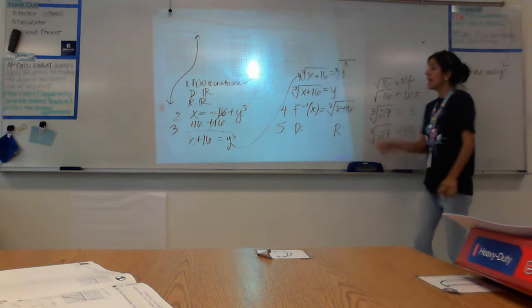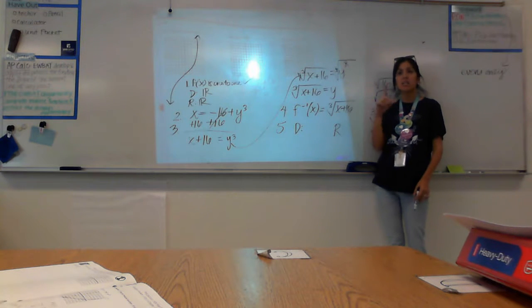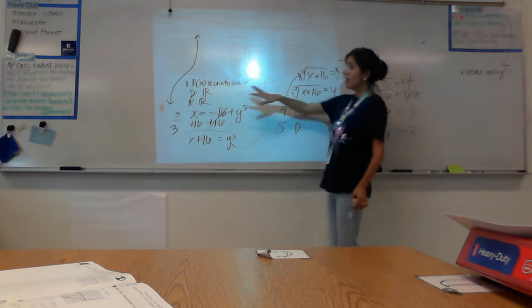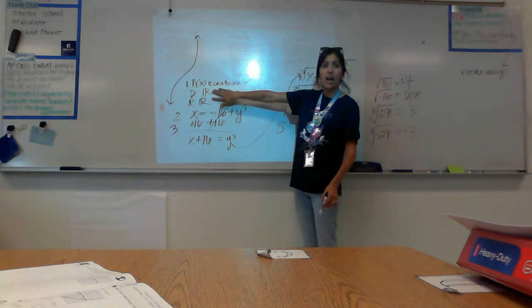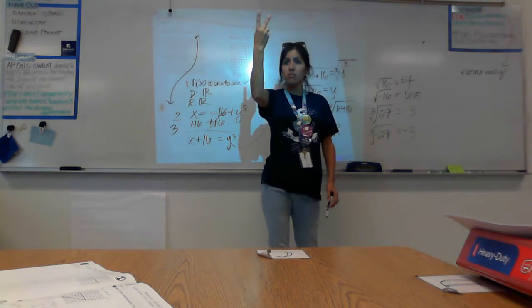Moral of this story is, since there's a cube root here, I don't need to take x plus 16 and make that positive. I can have positives and negatives under there. And back here, I didn't have any restrictions, right? It was just all real numbers for both. And what I told you is, with inverse, domain, and range, you can just switch them up.